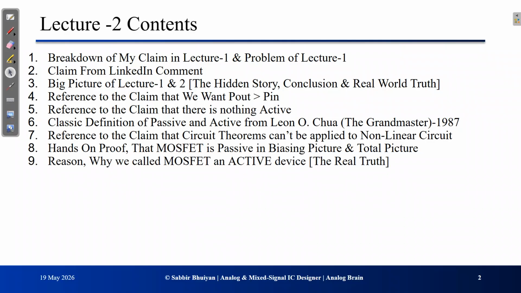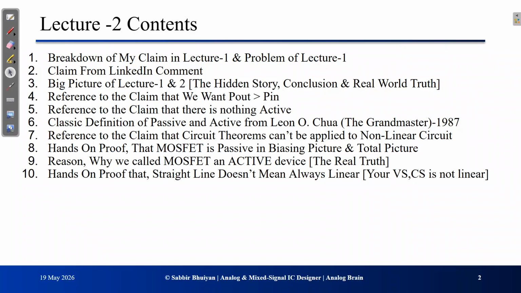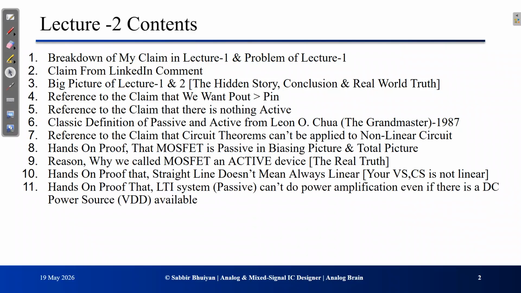Okay, but now you thought that you asked me a question, why we call MOSFET an active device, right? So I will show you the reason why we called MOSFET an active device. I will show you the real truth. And number 10, I will also show you the hands-on proof that a straight line doesn't always mean linear. Okay, your voltage source, your current source, I'm talking about independent voltage source and current source, is not linear. Okay, I'll prove that. Then I will also show you some hands-on proof that LTI systems can't do power amplification even if there is a DC power source available.